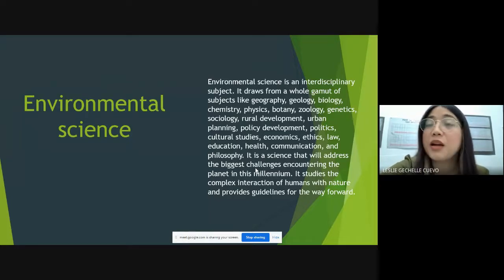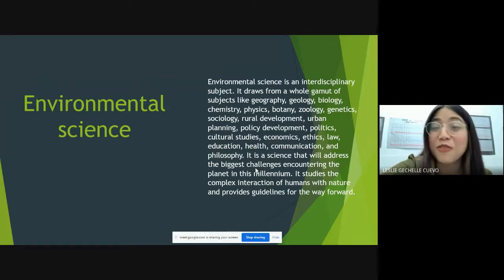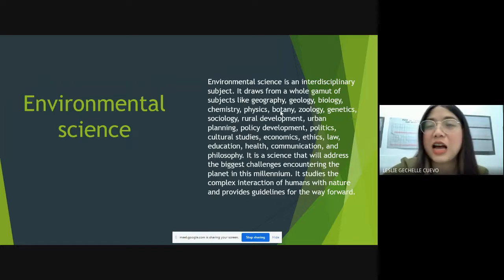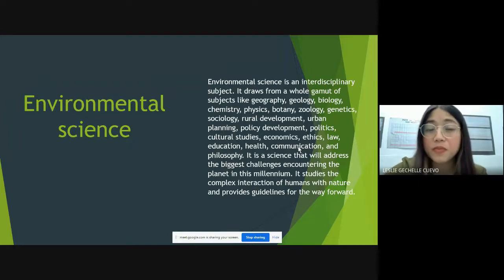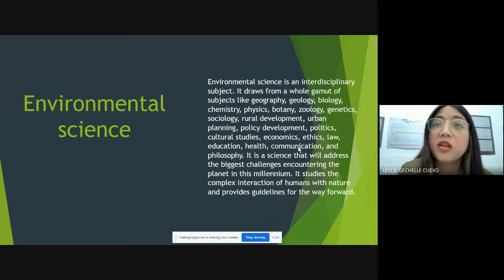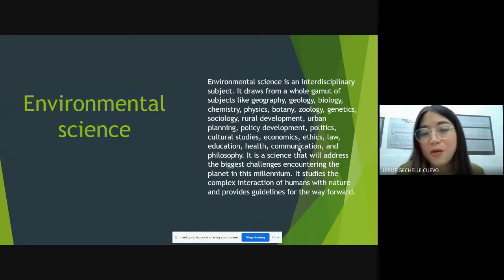So basically, lahat ng sciences related to the environment are part of environmental science from the name itself. Katulad nga nung geography sa lupa, botany sa halaman, zoology sa mga hayop. So lahat yan ay part ng environmental science, even ethics, law, education. It's still part of environmental science because we use them and it forms part of how we create our environment.